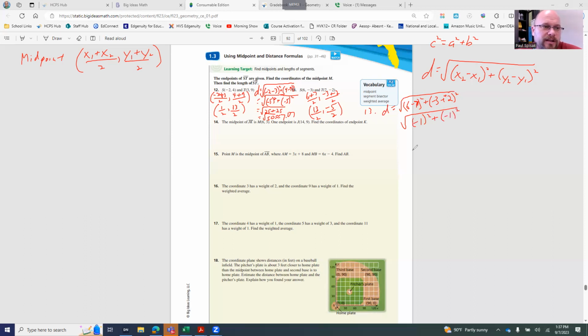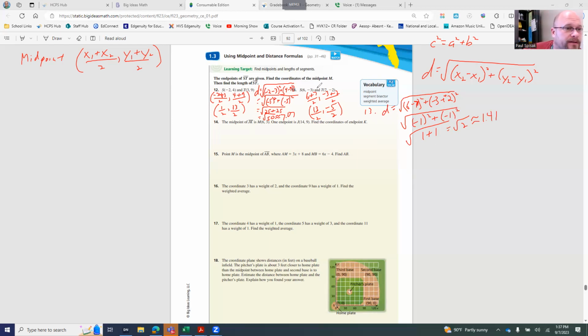It does not always work out that these parentheses are the same. It just happened that way on these two problems. So that's 1 squared is 1, 1 squared is 1. So that's the square root of 2, which is roughly 1.41. So that's the other part of 13.